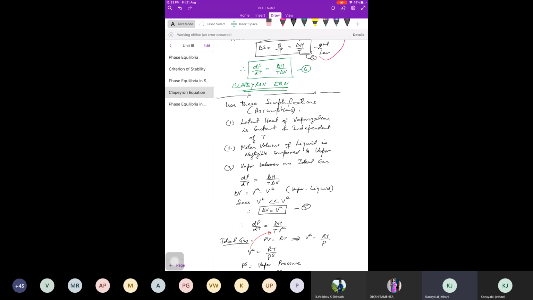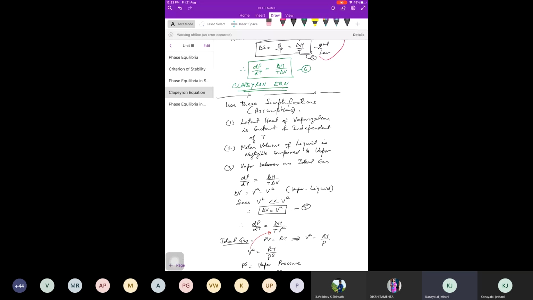So we assume that latent heat of vaporization is constant and independent of temperature, which is a very reasonable assumption. And molar volume of liquid is negligible compared to that of vapor. 18 ml of water will give 22.4 liters of vapor. So we can ignore the liquid volume compared to vapor volume. And we also assume that vapor behaves as ideal gas.